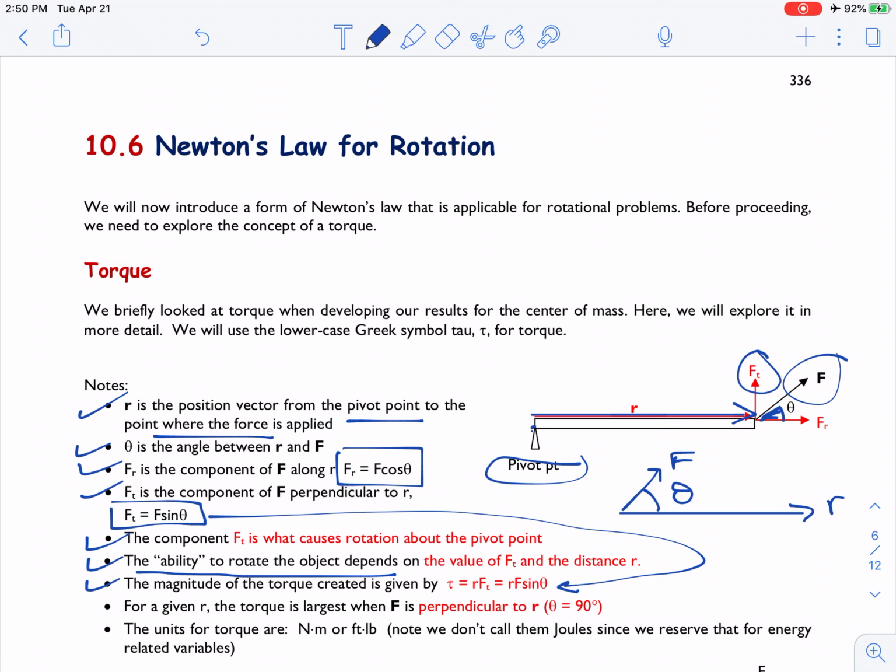So instead, maybe change your angle, right? Make that along the tangential direction so that you don't have any radial force, pure tangential. So you're maximizing your force and it's perpendicular to R, then you will get the largest torque. So for a given R, the torque is largest when F is perpendicular to R, and the reason is because sine 90 is 1, which is the maximum for the sine function.